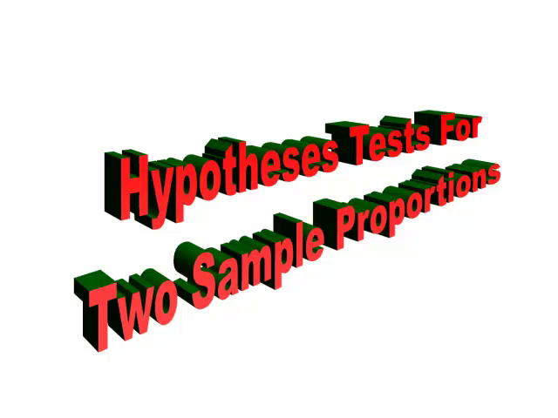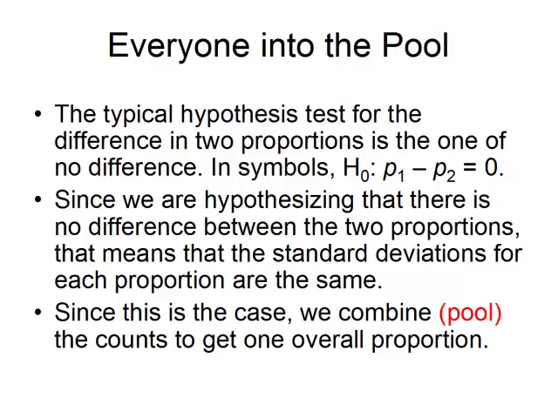Today we're going to talk about hypothesis tests for two sample proportions. The typical hypothesis test for the difference in two proportions is the one of no difference. In symbols, that means H sub 0 is p1 minus p2 equals 0. Since we are hypothesizing that there is no difference between the two population proportions, that means that the standard deviations for each proportion are the same.